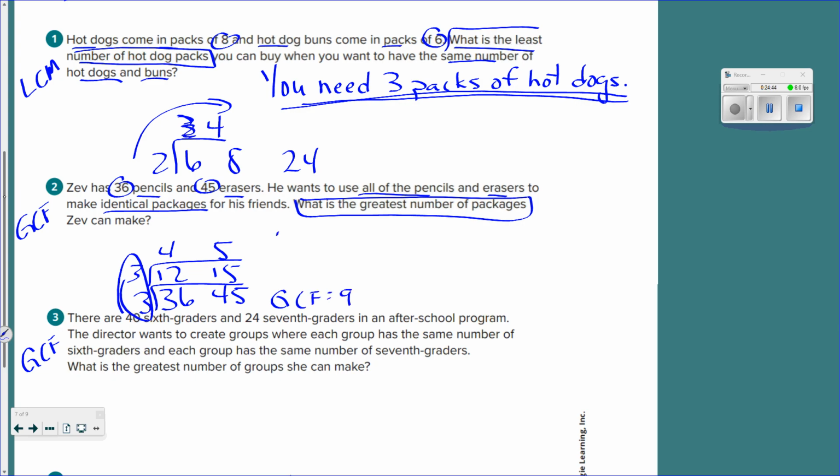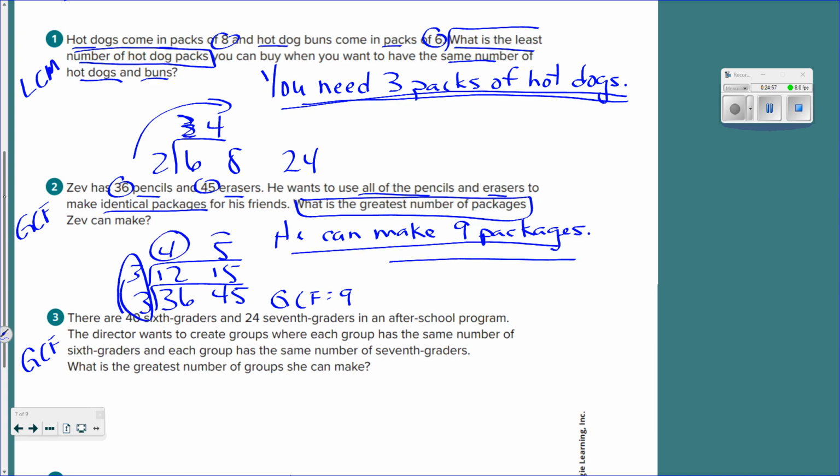They didn't ask it, but had they asked how many pencils and how many erasers are in each, that's right on top. So it has 4 pencils and 5 erasers in each package. So all those numbers do mean something.